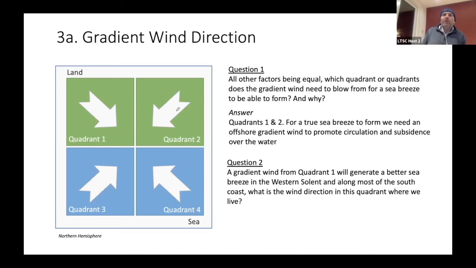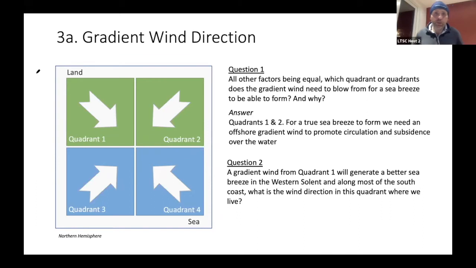If you imagine the south coast as a straight line along the Solent, out towards Christchurch and beyond, out towards Portsmouth and Chichester, which direction is quadrant 1? What would the compass direction of the gradient wind need to be to give you a quadrant 1 gradient breeze? Southeast.